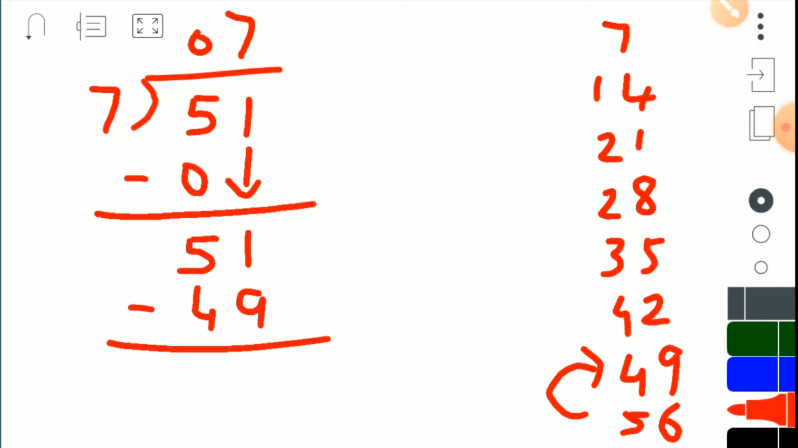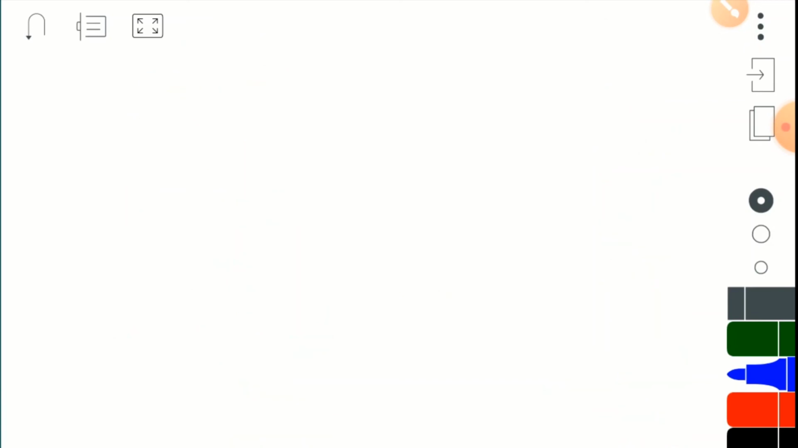To do the subtraction also, you can take a simple method. Count after 49. 50, 51. How many remainder is coming? 2. Understanding, students? Now the last type, that is 50 divided by 5.